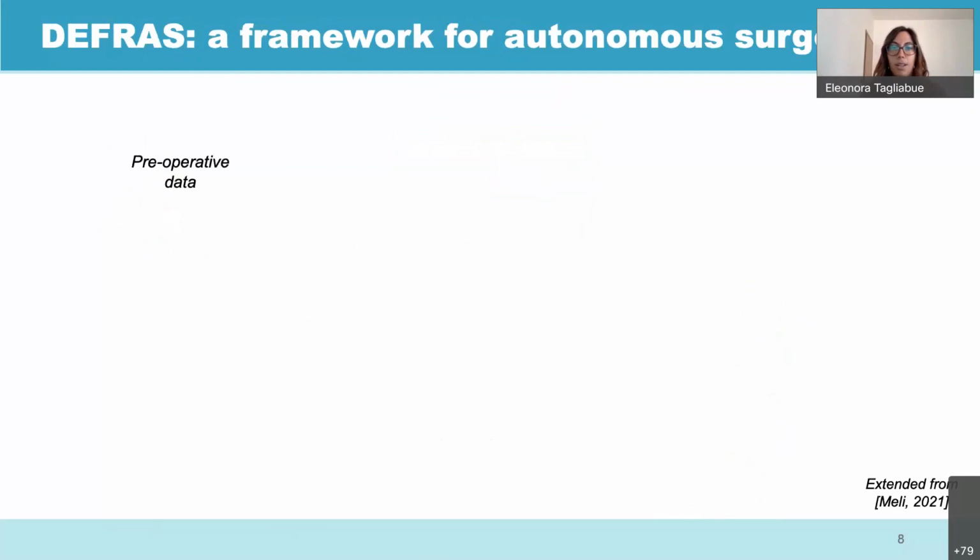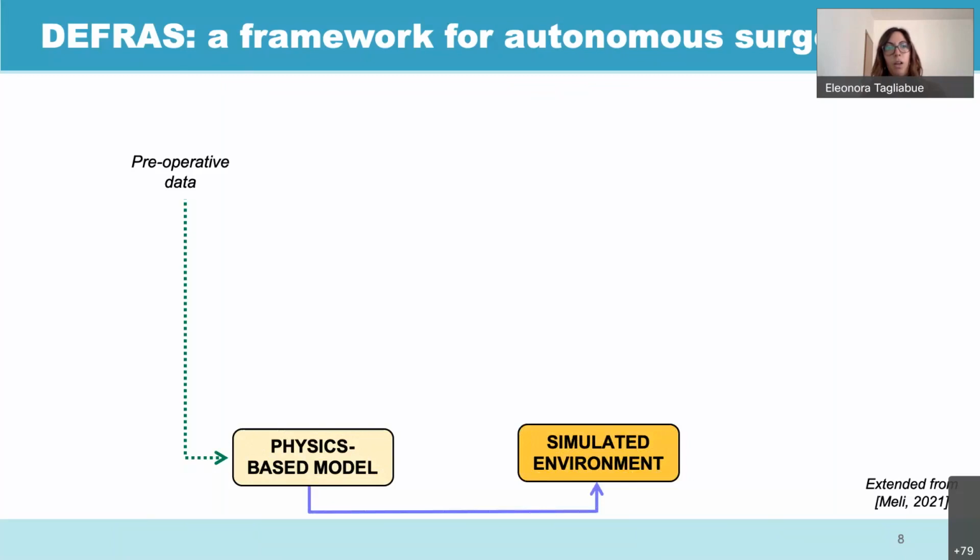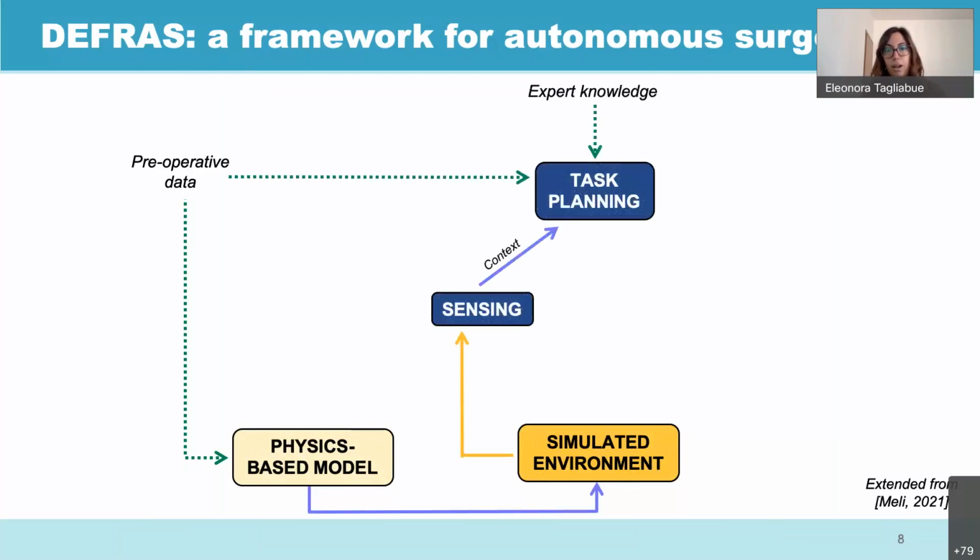So we have proposed a deliberative framework for robot-assisted surgery that integrates the required features. And in particular, we propose to follow this workflow in order to achieve surgical task automation. So we start from preoperative data that are used to create a physics-based model of the environment, which is used in turn to initialize a patient-specific simulation. Then the preoperative data, together with expert knowledge about the task, are used to generate in a preoperative phase a patient-specific plan of the task.